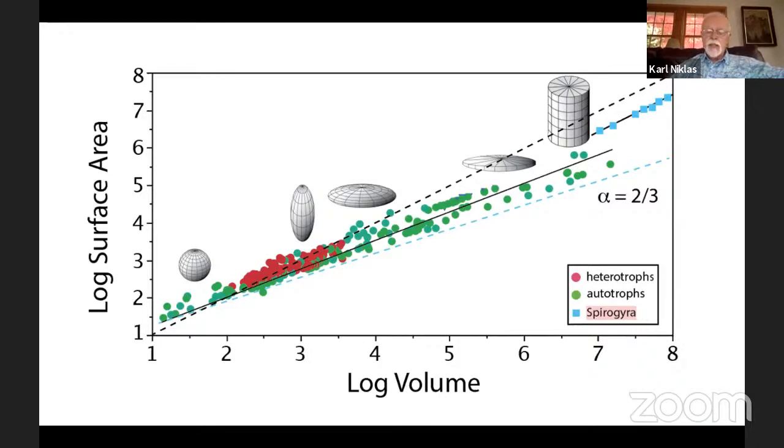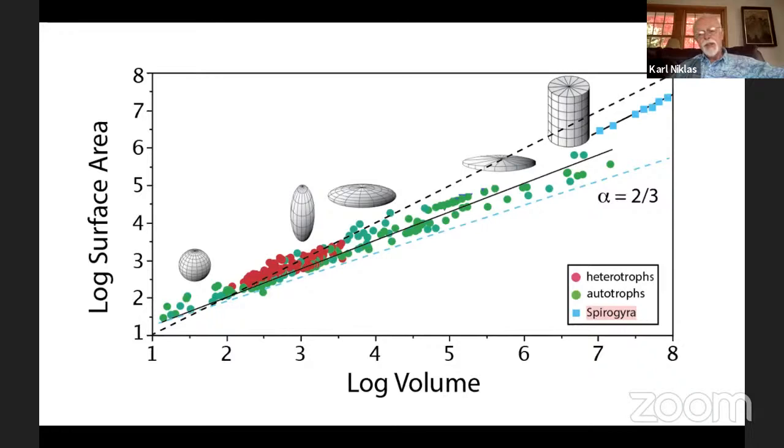Now, what's interesting to me is that if all of these cells, these are all unicellular organisms, if all of them were Euclidean in the sense that they conform to surface area scaling as length squared and volume as that reference length cubed, you'd expect the slope of this log-log plot to be 2/3. And that's shown here by this dashed blue line. It turns out, however, that if you actually plot the data, the slope is not 2/3, it's 3/4.